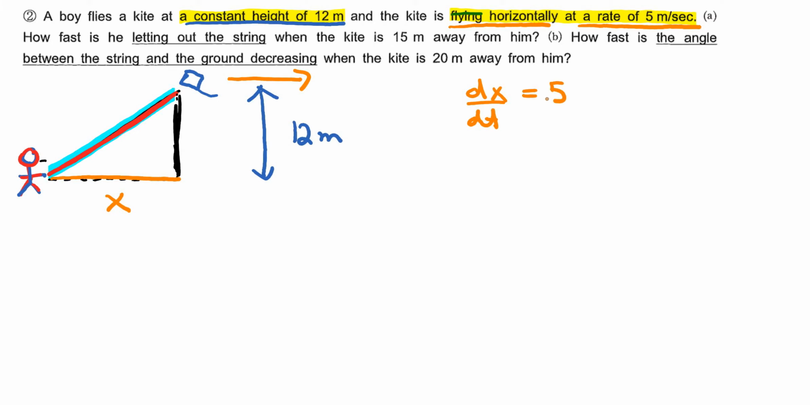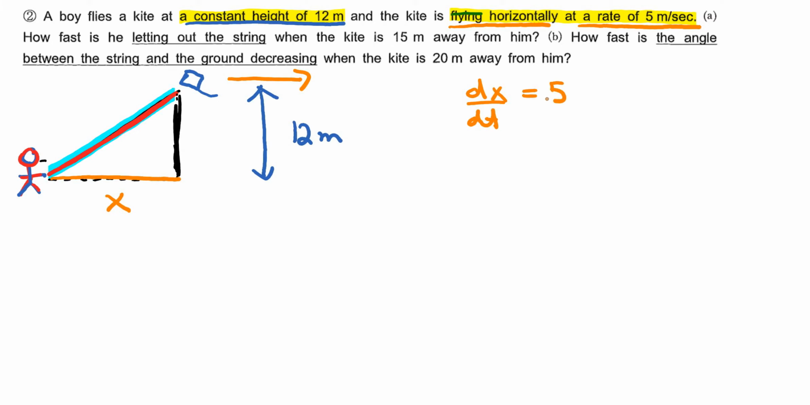Now the problem is asking how fast is he letting out the string when the kite is 15 meters away from him. Okay, so in order for us to get this problem going here, we should definitely label the rest of this triangle diagram. So this vertical distance I'll label y, and the distance between the boy and the kite is that red line, which I'll label as s. So maybe s is like the length of the string, but that also represents the distance between the boy and the kite.